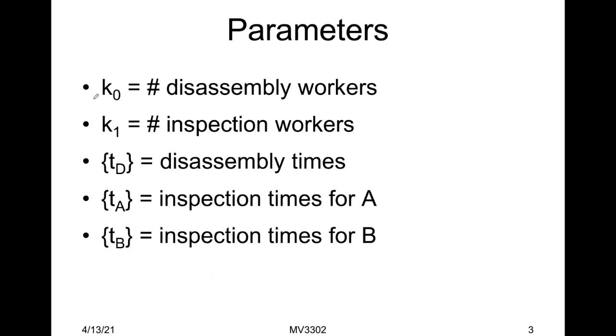Again, this should look very familiar. We have two types of workers: the disassembly workers and the inspection workers. Okay, so that is fairly straightforward. For the disassembly workers, we have the disassembly times. Again, in the implementation, that's going to be a random variable. But now we have different inspection times for A and B.